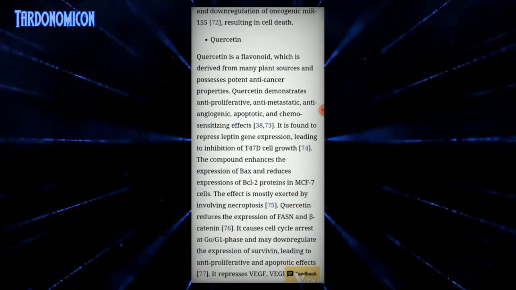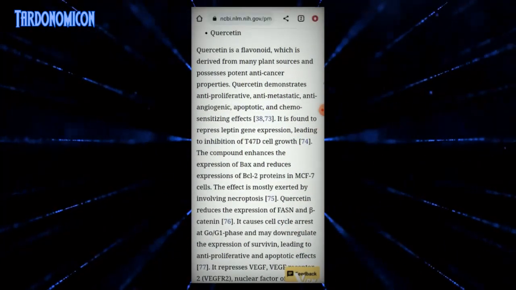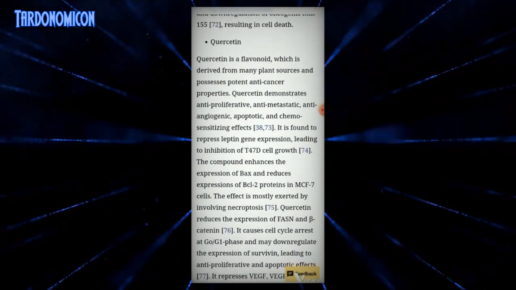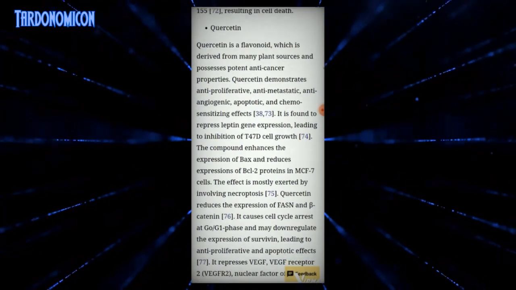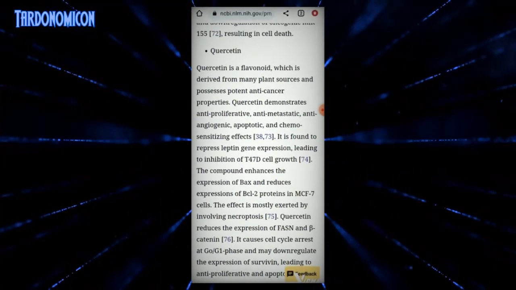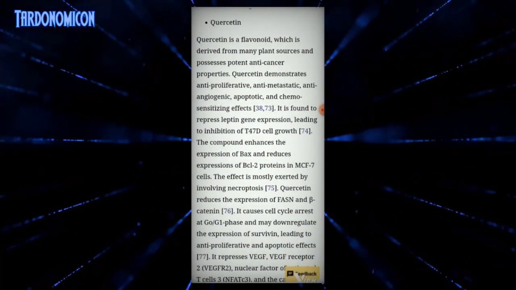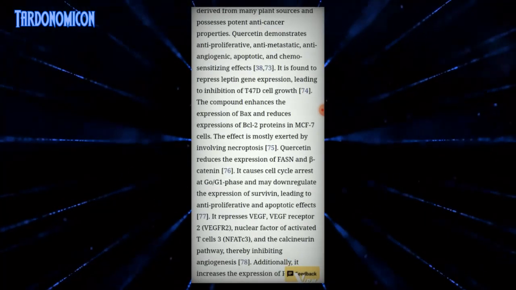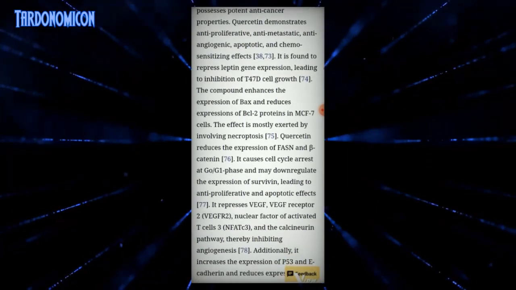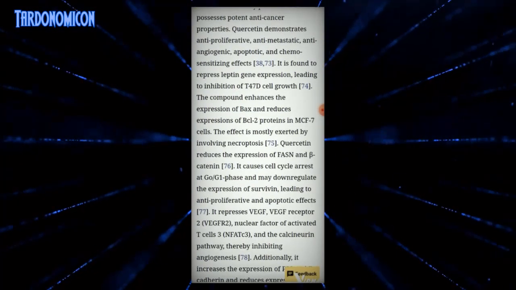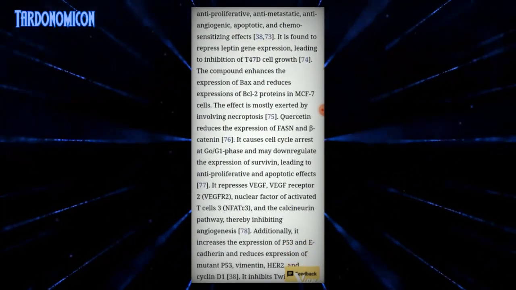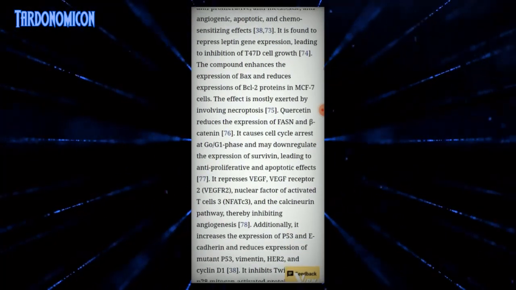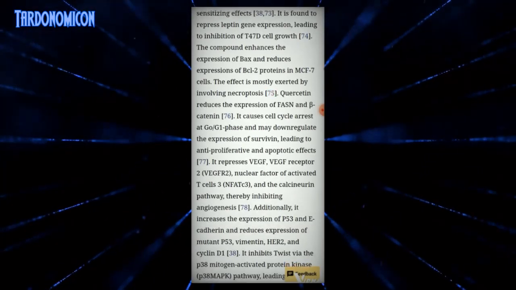Quercetin, one of my favorite phytonutrients. I love this stuff. It works for me. This stuff is a miracle compared to resveratrol. Quercetin is a flavonoid which is derived from many plant sources and possesses potent anti-cancer properties. Quercetin demonstrates anti-proliferative, anti-metastatic, anti-angiogenic, apoptotic, meaning it causes cell death again, and chemosensitizing effects. It is found to repress leptin gene expression, leading to inhibition of T47D cell growth.